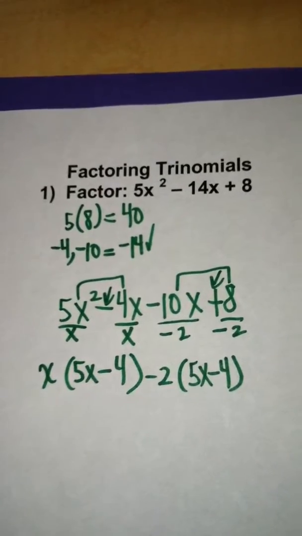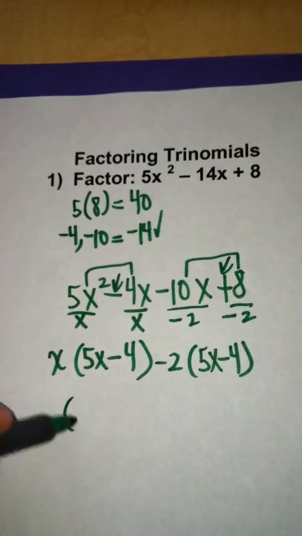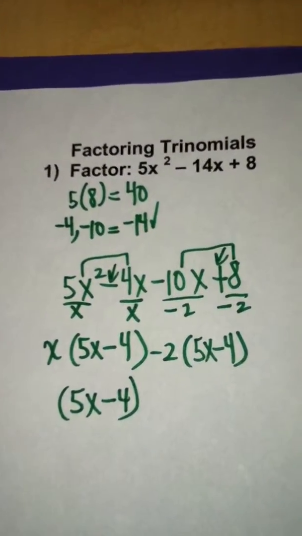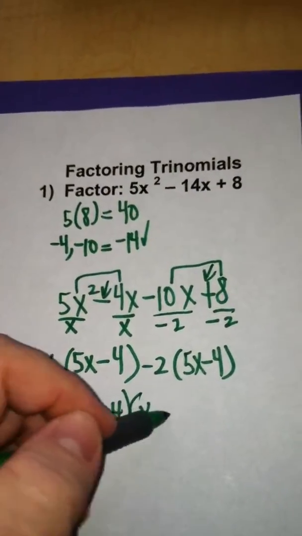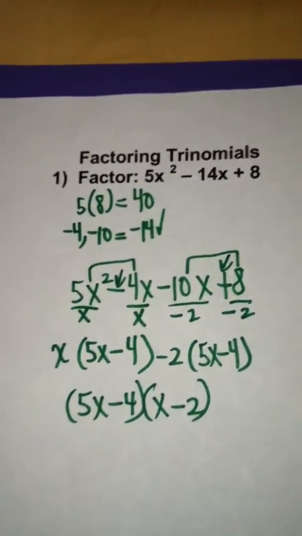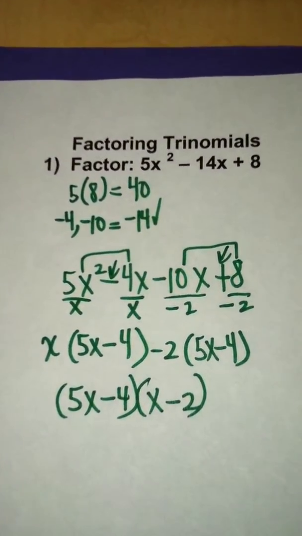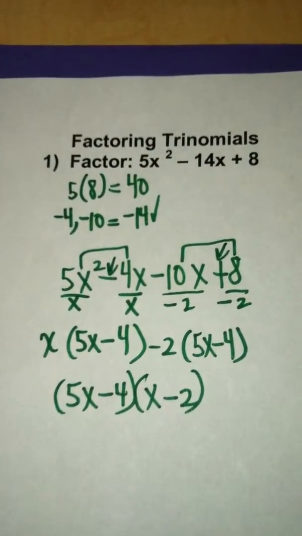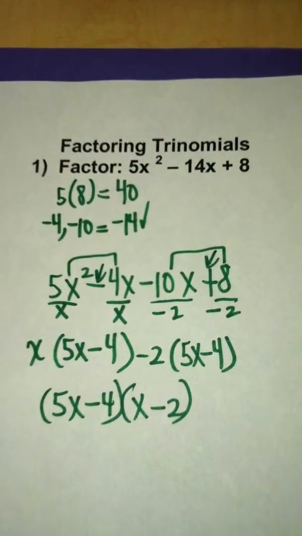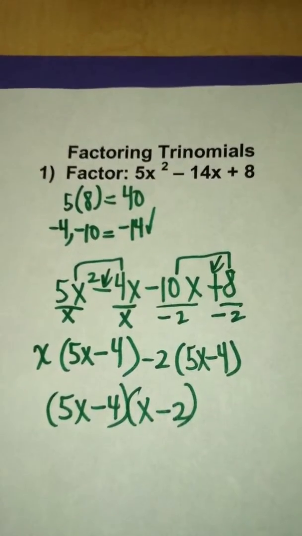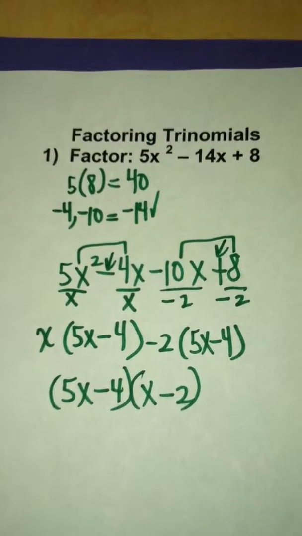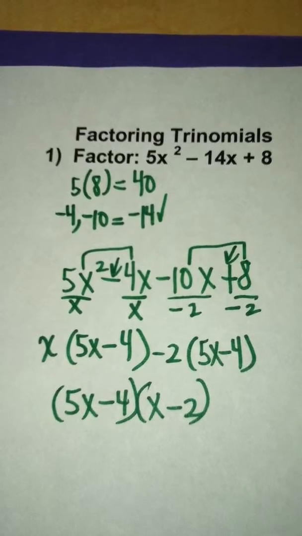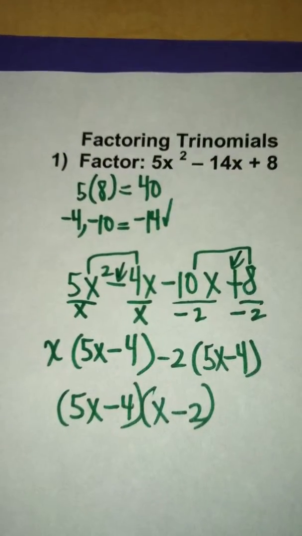Now we can get our final answer. So we have 5x minus 4 times x minus 2. To check your answer, use any method of multiplication, namely the FOIL method, or you could use the distributive property. In the next video, we will continue our discussion on factoring trinomials.